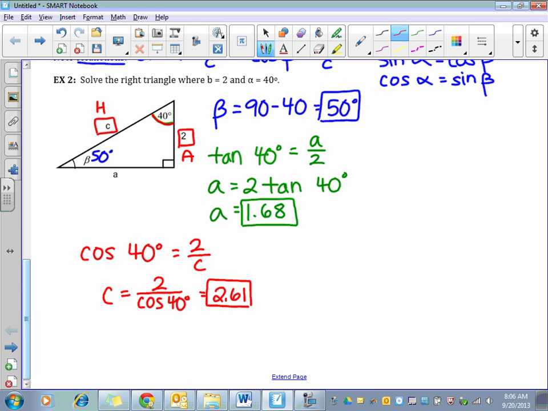Now, some really important checks are that the hypotenuse is the longest side length. And that is true because we've got 2.61 and about 1.68, so it does end up being the longest side length. That's important. I can also use the Pythagorean theorem to check to make sure that they equal each other. And it does satisfy the Pythagorean theorem. So we know that we've solved our triangle correctly. We've now solved for all missing angles and all missing sides. So we've completely solved the triangle.